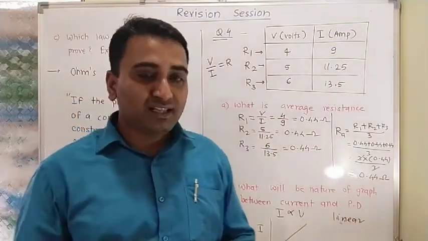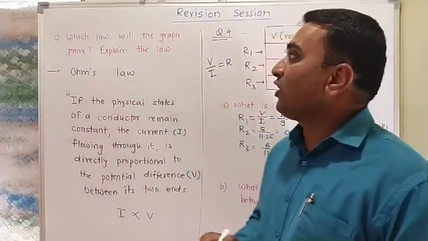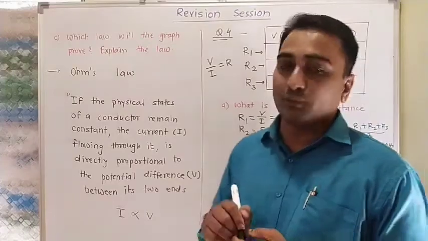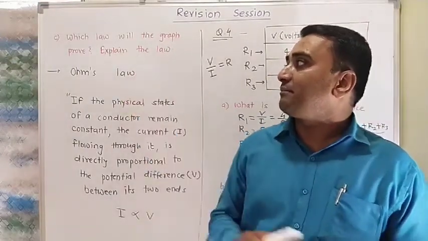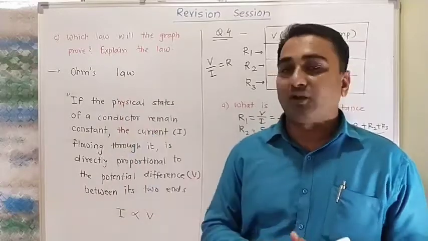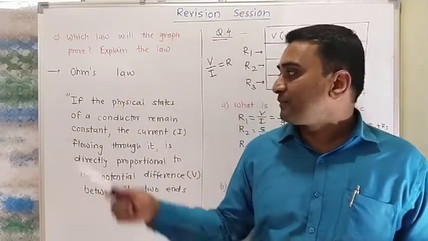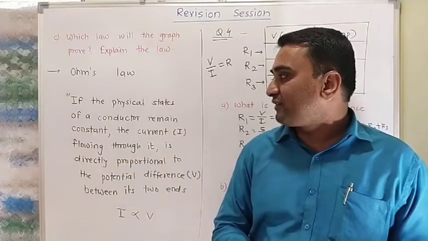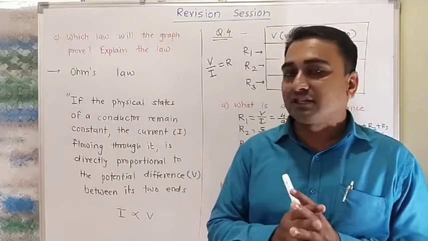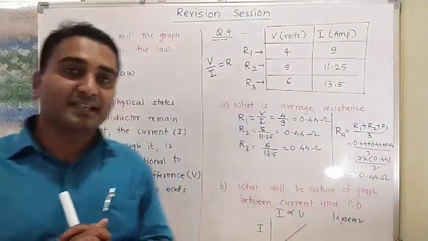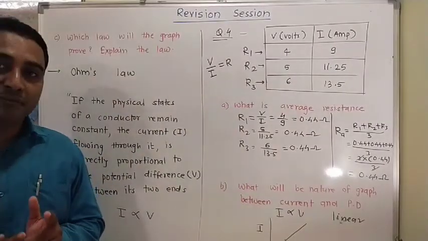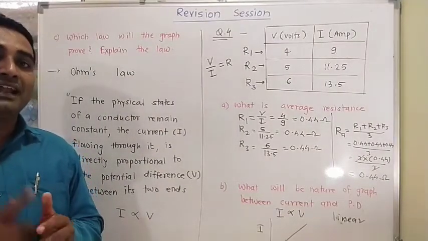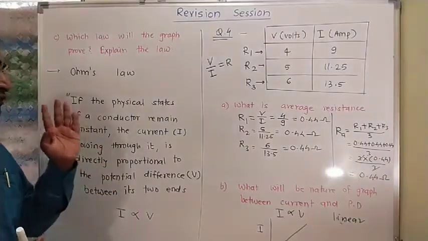So the next question they have asked within this one: which law will the graph prove? Explain the answer. And the answer is, this graph is proving what? Ohm's law. What is Ohm's law? If the physical states of a conductor remain constant, which are the physical states? Length of a wire, area of cross section, then the temperature, and the last one, material. These are the 4 physical states.